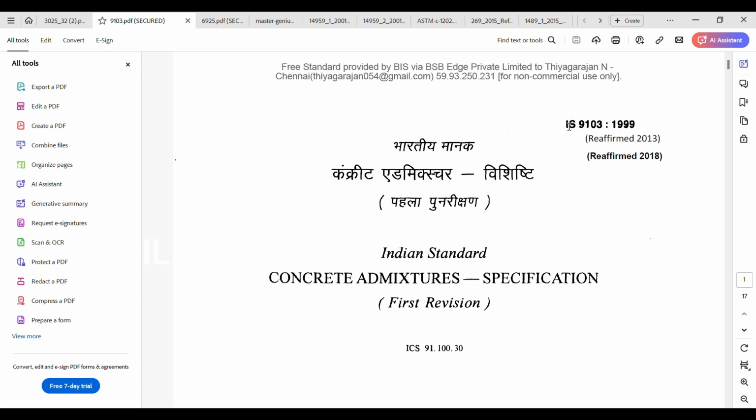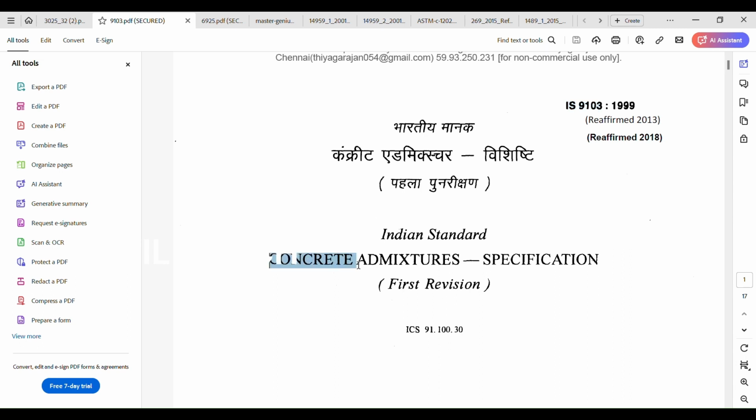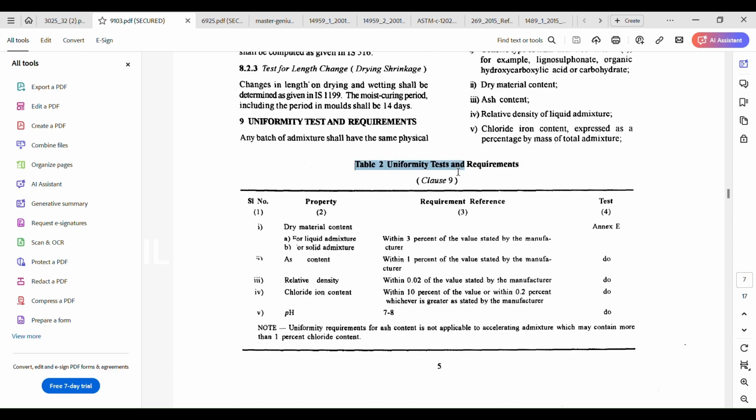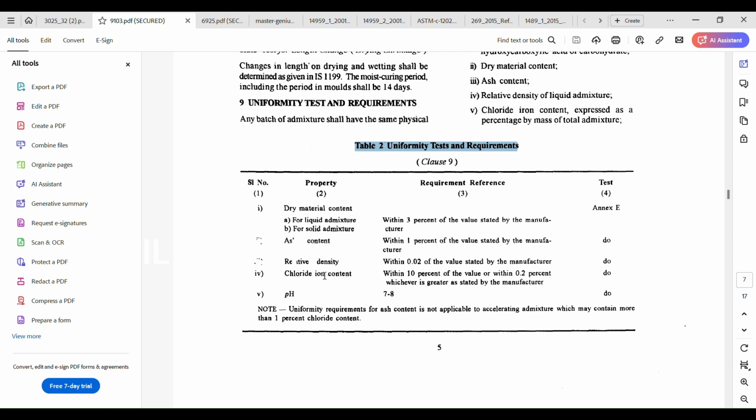Now we are moving on to the admixture. In admixture, we can refer to the IS 9103 1999, reaffirmed 2018 code book, the concrete admixtures specifications. In that, Table 2, uniformity tests and requirements. In the fourth serial, chloride ion content is within 10% of the value or within 0.2 percentage, whichever is greater, as stated by the manufacturer.